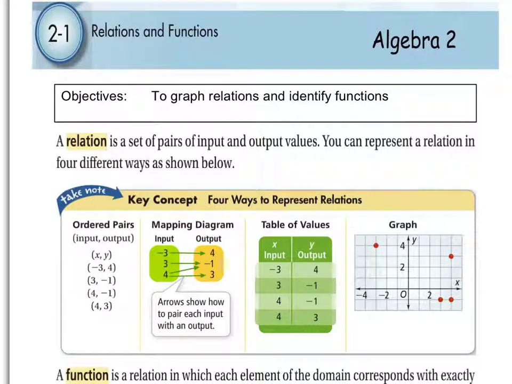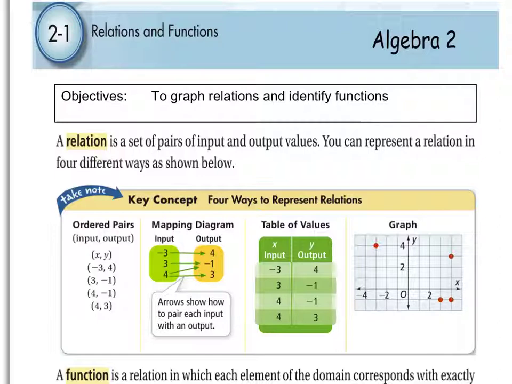This is section 2.1. We're going to talk relations and functions. The start of unit 4 here. Our objective of this section is to graph relations and identify functions. Okay, so we've got two words in there that are very important that we're going to have to make sure that we understand what they mean and we know what they mean here. Okay, and that's relations and functions.